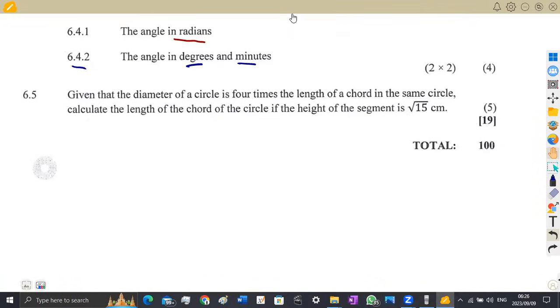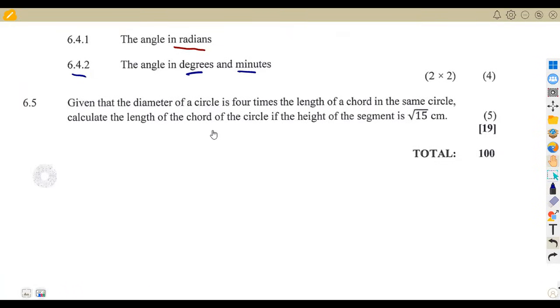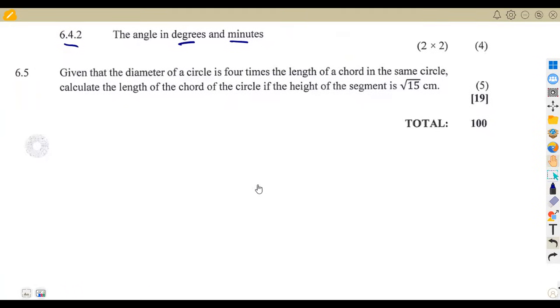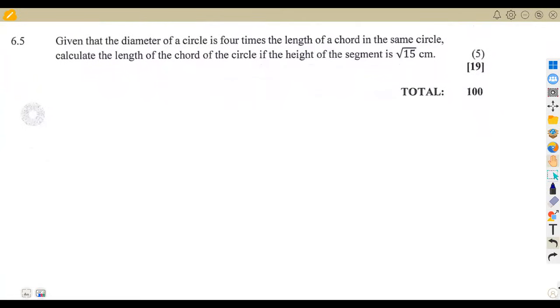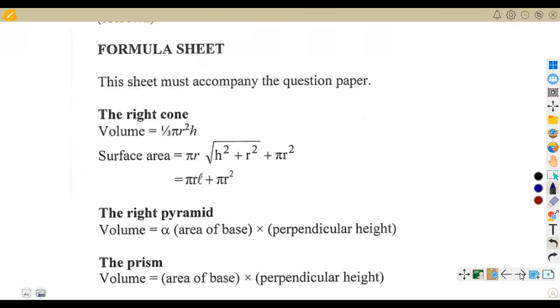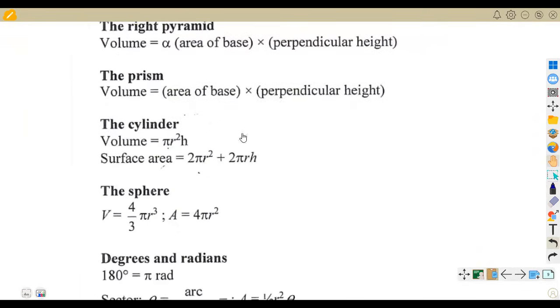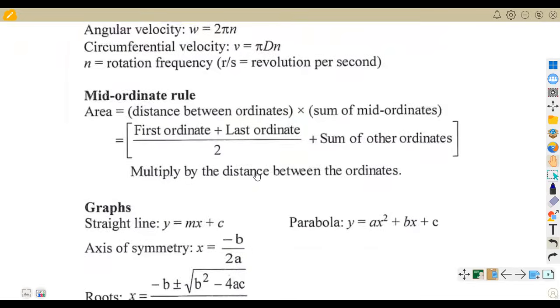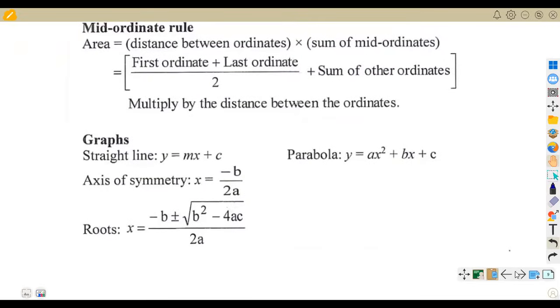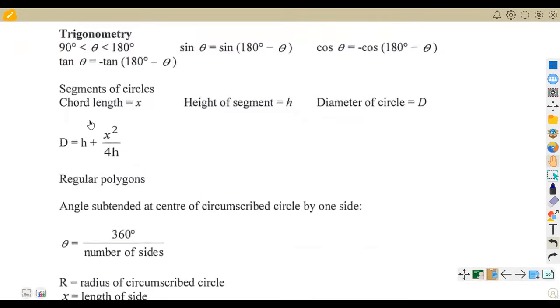And on the other hand, we are now given that the diameter of a circle is 4 times the length of the chord. Remember, we have this part on our formula sheet, which describes the length, the diameter, the height of a chord in this case. Let me just show you so that I do not confuse you guys. We have this part. So I want you to just check. I'm just going to have it direct here.